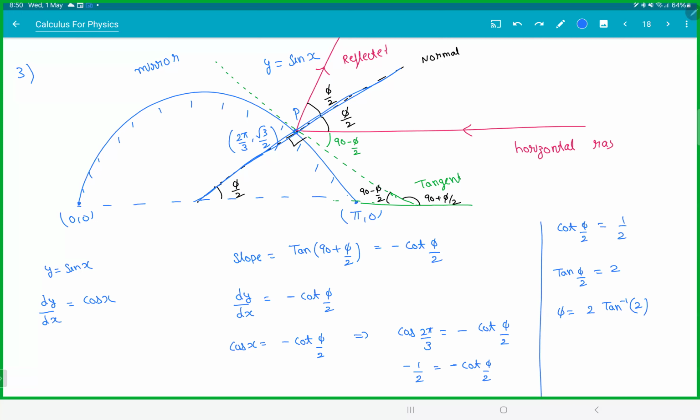Clear? Shashwat? Tanish? Mridul? Arush? Archana? Clear? Vihan? Got this? Perfect. So that was one of the homework problems I gave last class.